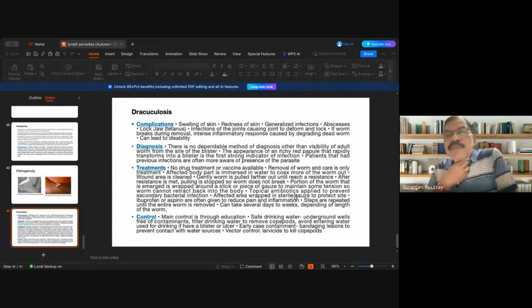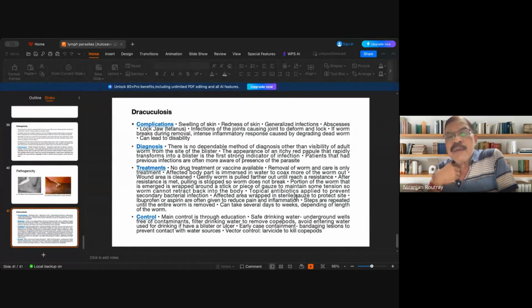Topical antibiotics applied to prevent secondary infection. Now, dracunculosis medicine, all medicines are given for the secondary infection. Affected area wrapped in sterile gauze to protect site, and ibuprofen or aspirin are given to reduce pain.